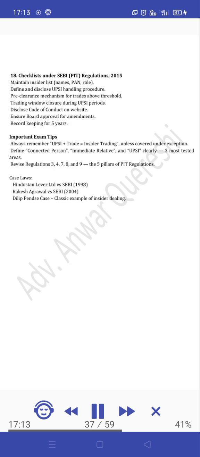18. Checklists under SEBI PIT Regulations, 2015. Maintain insider list: names, PAN, role. Define and disclose UPSI handling procedure. Pre-clearance mechanism for trades above threshold. Trading window closure during UPSI periods. Disclose code of conduct on website. Ensure board approval for amendments. Record keeping for 5 years.